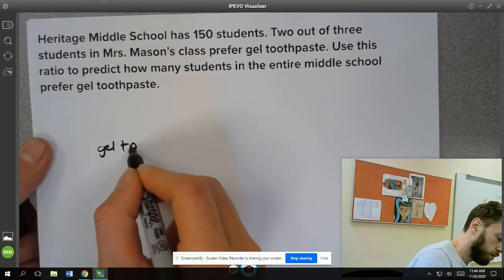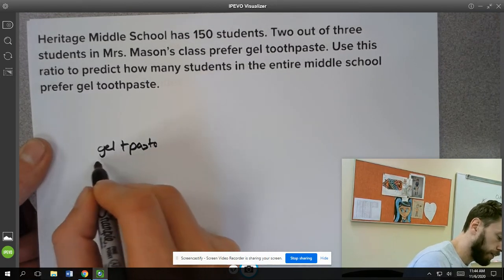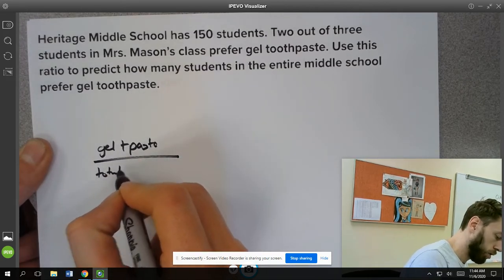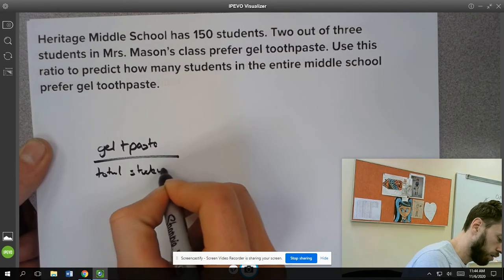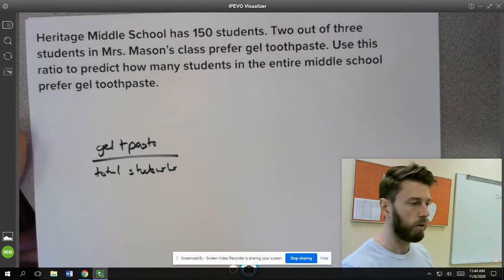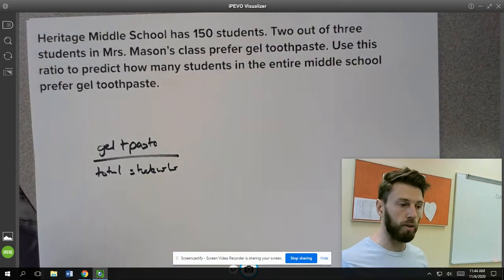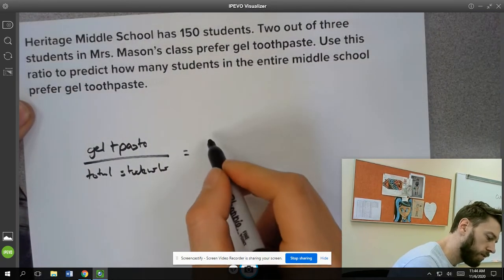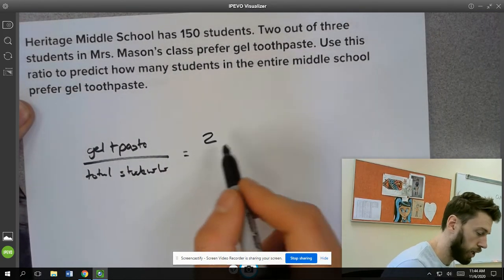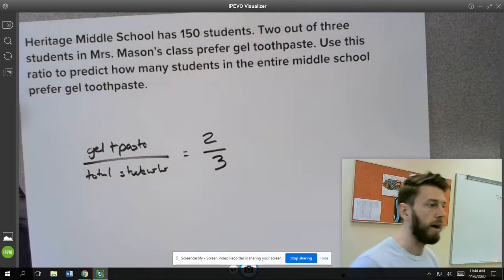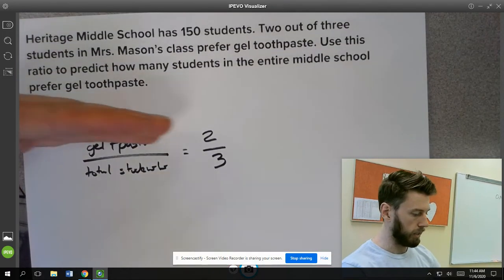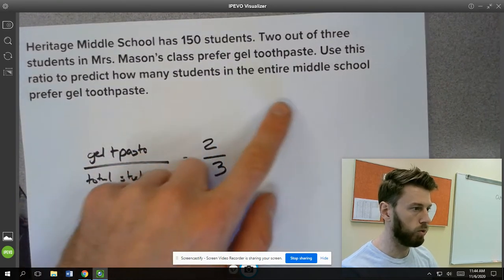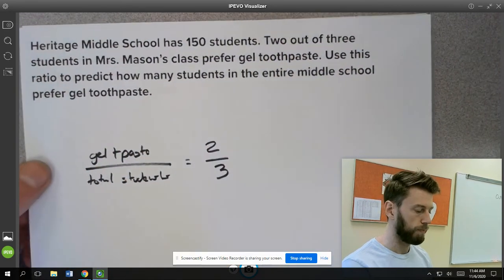Gel toothpaste over total students, right? That's our ratio. That's what we're trying to figure out. Now, what do we know about this ratio? Well, we know in Miss Mason's class, 2 kids prefer gel toothpaste out of 3 kids, right? The kids that prefer gel toothpaste, total students, right? 2 out of 3 students.